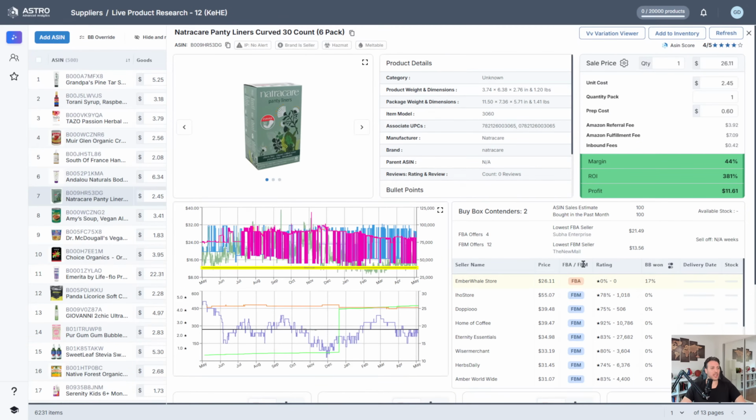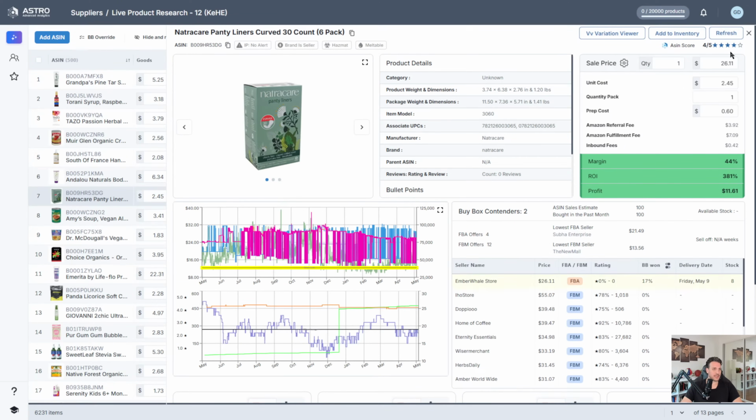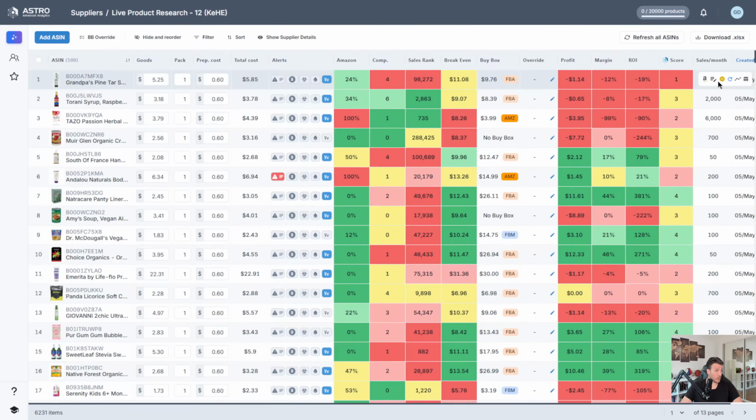You have your chart here. You have all your seller data here. You have the sellers' names there, the buy box one, all these types of things. Their stock, everything appears in this one interface. That's why I like using this one so much.